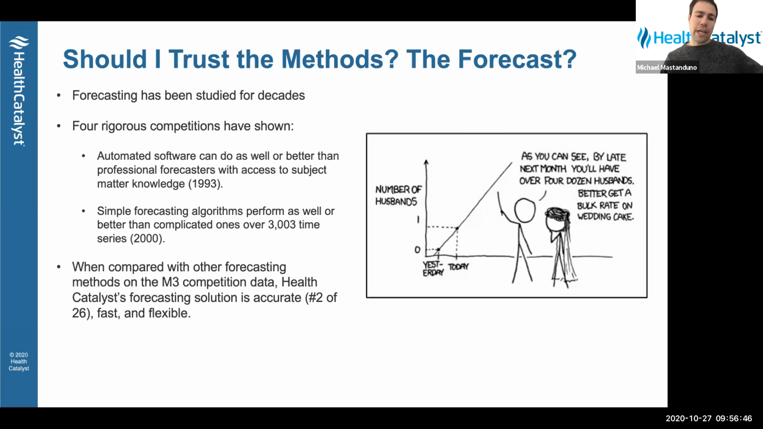The method that Health Catalyst has implemented in the guided analytics solution was the second most accurate of all of the different algorithms that were tested in these competitions. So we're doing about as well as the math will allow. That's really cool because it means, one, that if a signal doesn't exist, you'll get a flat line as your forecast. And two, if a signal does exist, this is your best chance at finding it. We don't have to make up whether or not that data means something anymore.